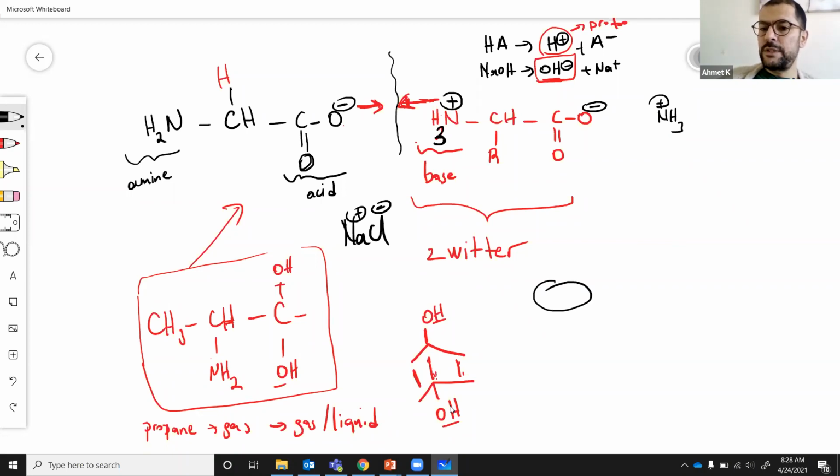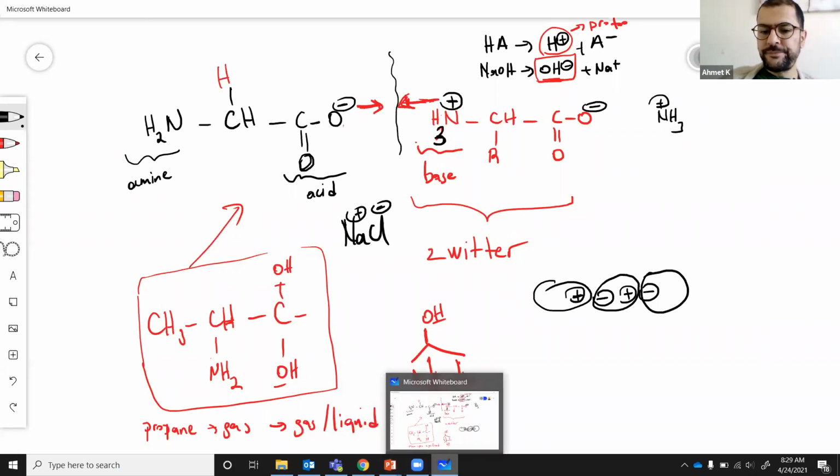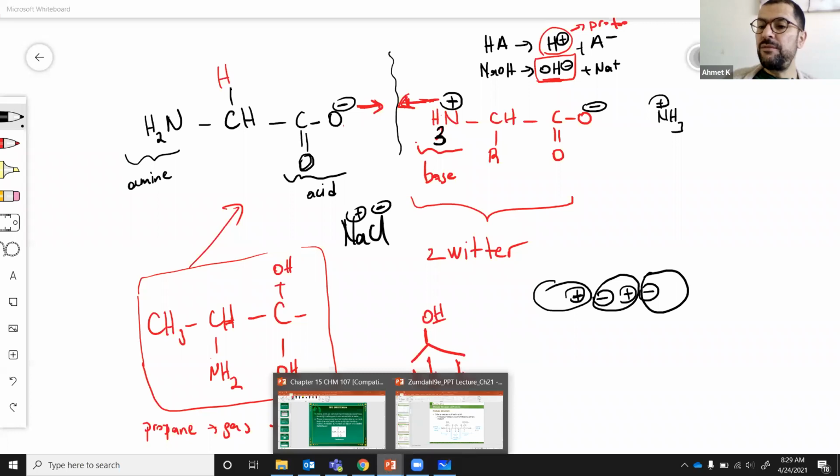We have molecules like that tied together. One side is plus, one side is negative. One side is plus, one side is negative. You're getting it, right? Okay. So that's why the amino acid is going to be solid at room temperature. And this is the reason why the chemists came up with this Zwitterion. That's the only explanation why the amino acid is actually a solid.